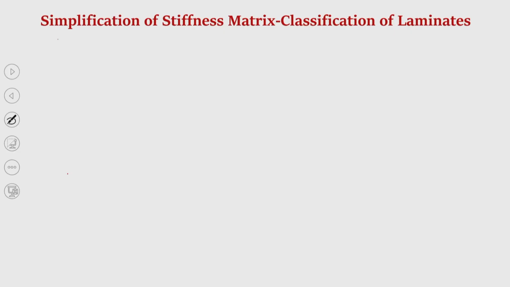Say for example, many times we would like to get rid of this bending extension coupling, therefore, we would like to make each element or all elements of the B matrix 0. So, a special case of laminate. First, let us discuss symmetric laminate.